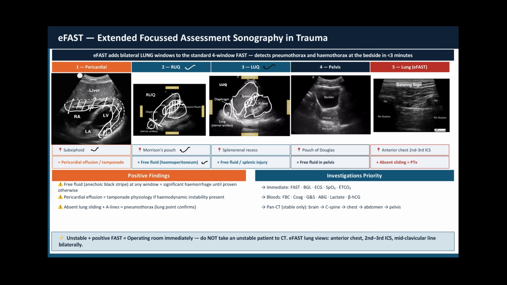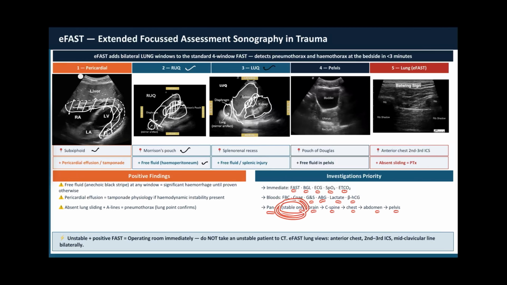Okay, and next, when it comes to the investigations priority, immediate ones are the FAST ones: blood glucose levels, ECG, saturations, and the EtCO2. Bloods need to be sent within 1 hour are the full blood count, coagulation profile, GNS, ABG, lactate, and the beta HCG. Pan CT needs to be done only if the patient is stable. Here you need to go from top to down: brain, C spine, chest, abdomen, and the pelvis.